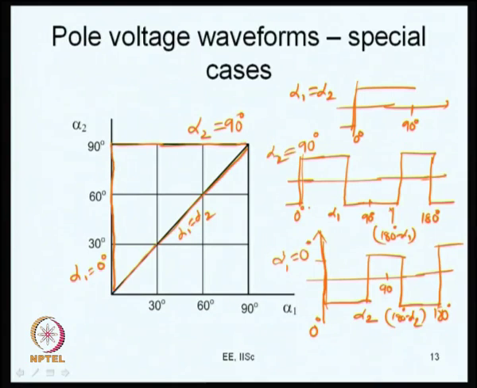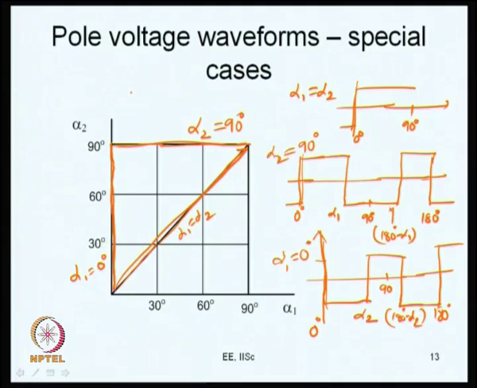So, these are the special cases of the pole voltage waveforms, and what we are looking at is along the boundary of this permissible region of interest on the alpha 2 versus alpha 1 plane. These are the special cases of pole voltages where 2 switchings per quarter get reduced to 1 switching per quarter or 0 switching per quarter. Now, what does 2 switchings per quarter mean in terms of switching frequency?